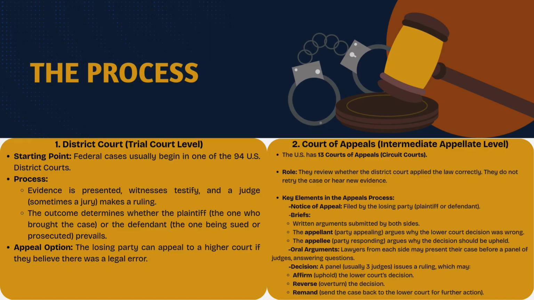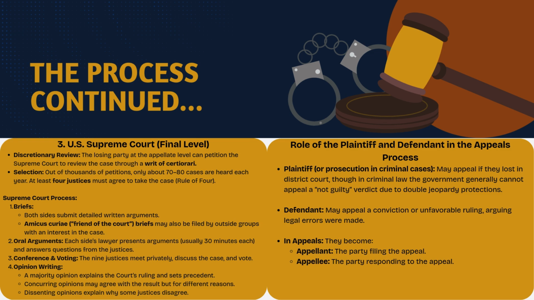And then the decision usually comes from a panel of 3 judges, which may affirm, reverse, or remand. And again, we already touched on that. And then it goes to the U.S. Supreme Court, which is the final level. And then there is a discretionary review, which means that the losing party at the appellate level can petition the Supreme Court to review the case through a writ of certiorari.